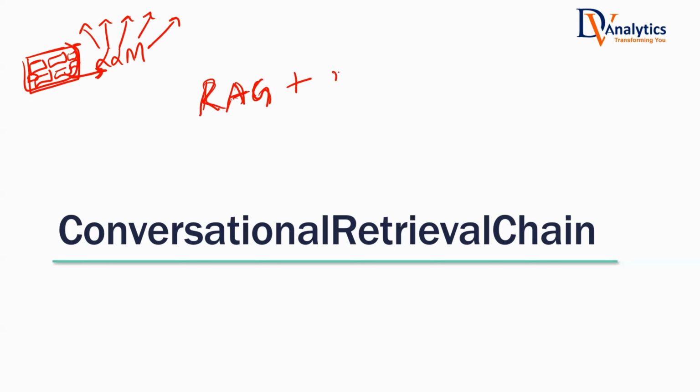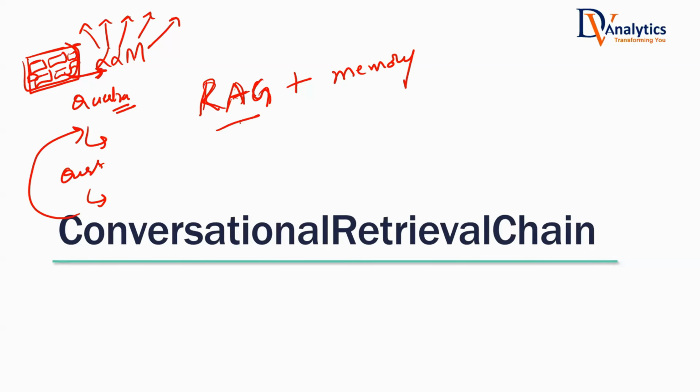Now RAG plus memory. Earlier, when we asked a question to RAG, we used to get an answer. When we asked another question, we used to get another answer. These are not connected. Now, if you want to use RAG as well as memory, for that you have to use conversational retrieval chain. There are multiple chains that we have discussed until now: sequential chain, conversational chain, retrieval Q&A chain, retrieval chain, like that.